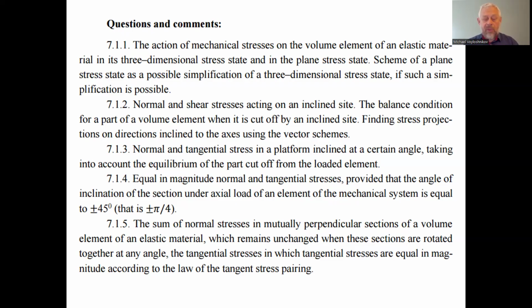7.1.4: equal in magnitude normal and tangential stresses provided the angle of the inclination of the section adjacent to the load of the element of the mechanical system is equal to plus minus 45 degrees. That is, plus minus pi divided by 4.